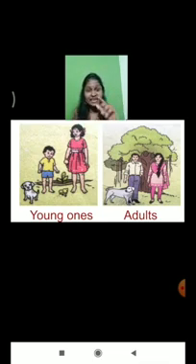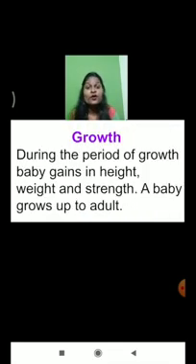Okay, so here there is a change in the height of the individual and the change in the width of an individual. So these are the characteristics of the living thing, and in both the pictures what we can see is the growth phenomenon. So growth is a very important feature of the living organism. Okay, so during the period of growth, a baby gains in height, weight and strength.